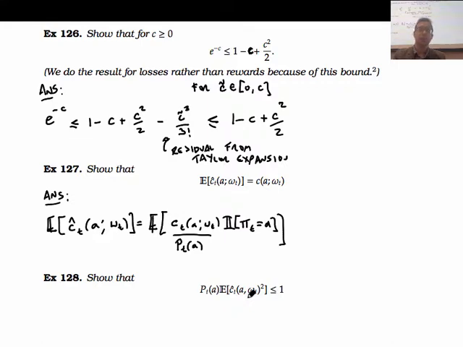Now, notice none of this is random. Omega here I said is non-random. We're doing a non-stochastic problem. A is not random. T is not random. The only thing that's random is the choice of the policy at time t. Okay. What's the probability that at time t I choose A?